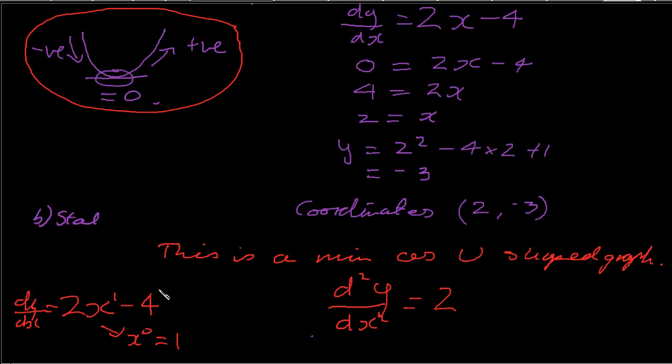The minus 4, remember what we said about constants? Any number doesn't affect the gradient, so that just disappears. So second differential equals 2. Now if the second differential at this point is positive, then you get a minimum. And if it was negative, you would have a maximum. Seems counterintuitive, but that's how it works.